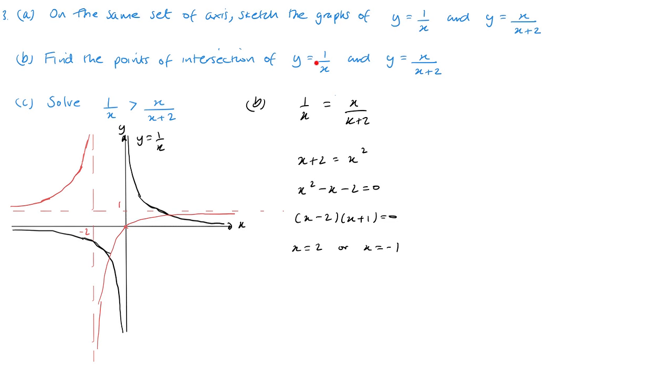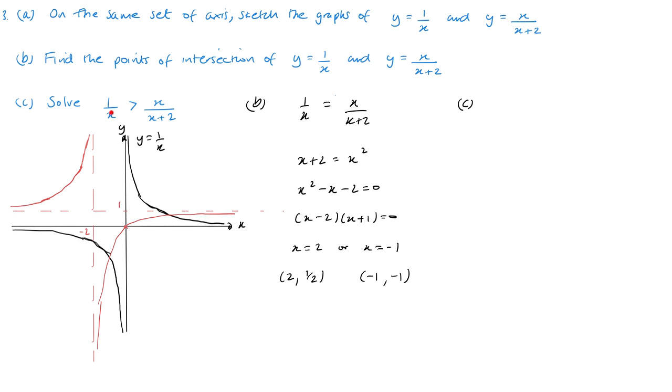Now I can substitute them into here to find out the coordinates. So at 2 we've got y is a half, and at -1 we've got y is -1. Okay, and those kind of make sense. -1, -1. And then 2, 0.5, being a value less than 1. So those two points of intersection do make sense. Now let's move on to part C.